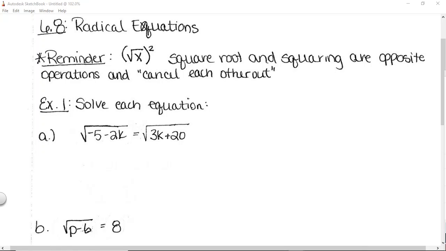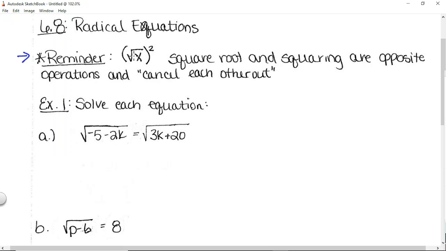Hello, algebra students. Well, today we're looking at section 6.8 and specifically radical equations. So these are just equations that have a radical. And the ones we look at today will have square roots, but you could also have third roots or fourth roots or so on.